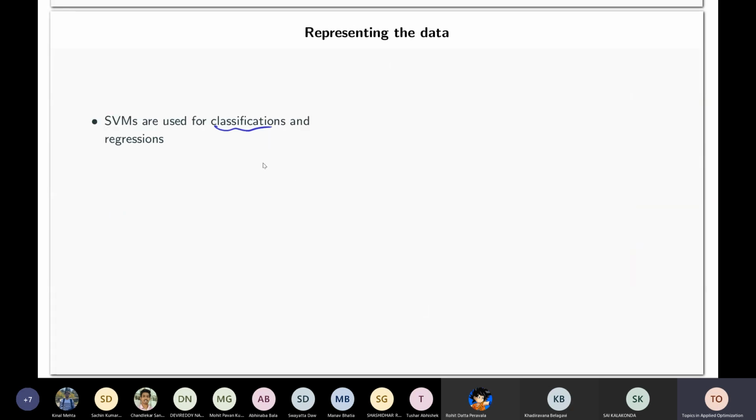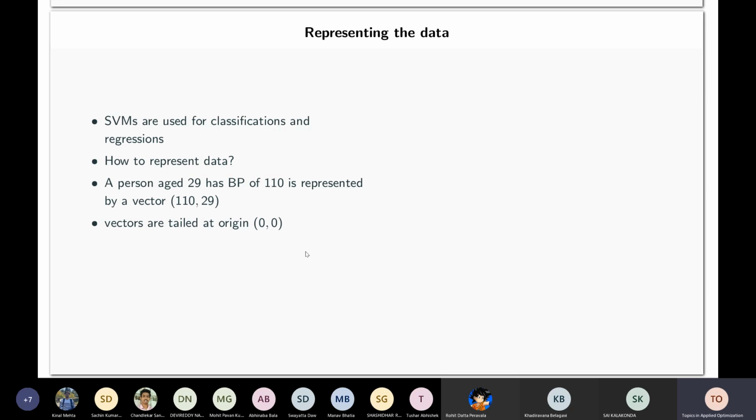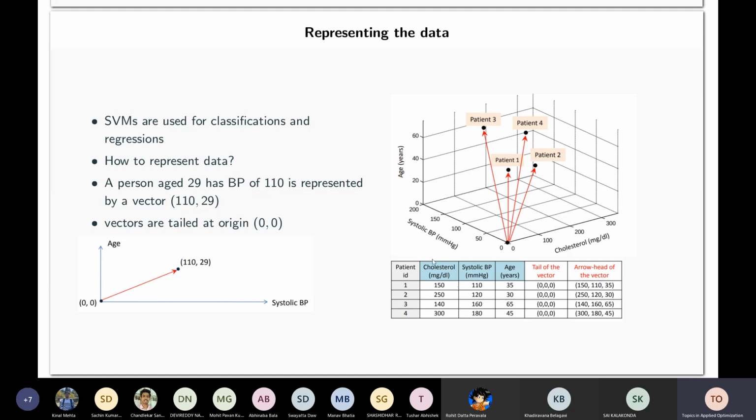SVMs are used for classification, but they can also be used for regression problems. I will show you how. So the first question is how to represent the data. Well, data is represented using vectors. That's what we know. A person of age 29 with a blood pressure of 110 can be represented by the pair (110, 29). So that's the way we write data. And let us say I have three features in my data: cholesterol, systolic blood pressure, and age. So it's like a 3-tuple here, and I can write those as a vector as well.